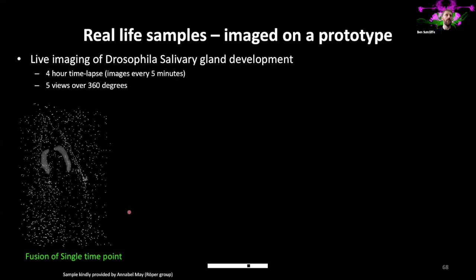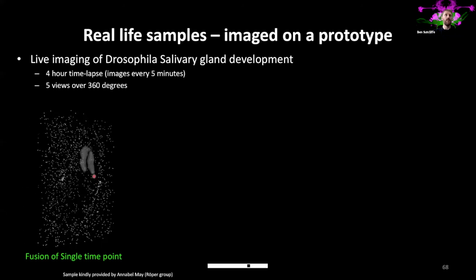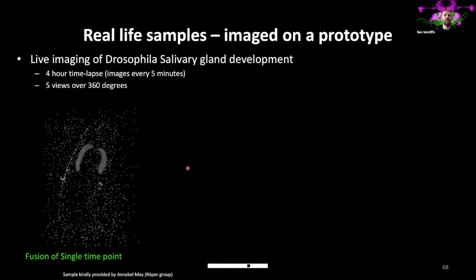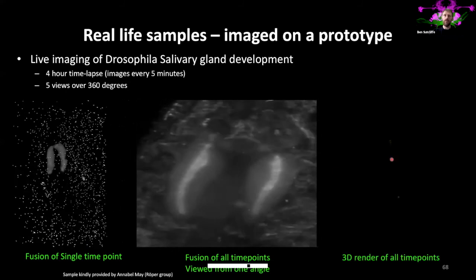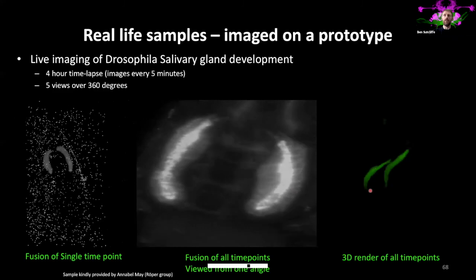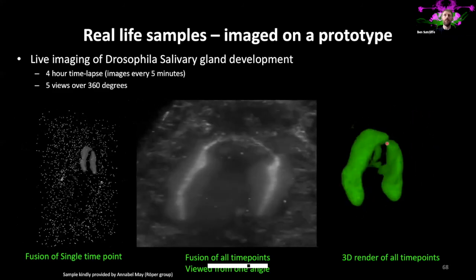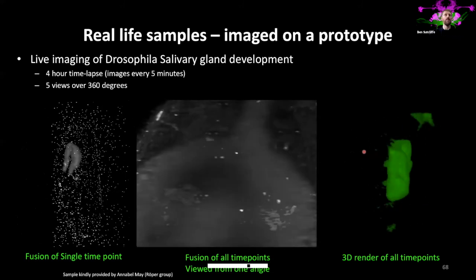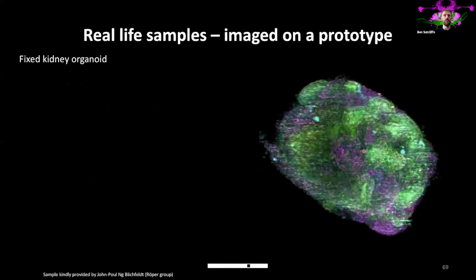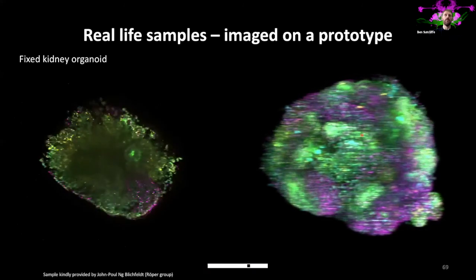It does work though. So here you can see Drosophila salivary glands and the sea of beads that are used as fiducial markers. You can image those over time and see the salivary gland growing, and then you can also do a 3D render of that. So it does work, it just takes a bit of effort to get there. And we can also do this using just image intensity profiling.